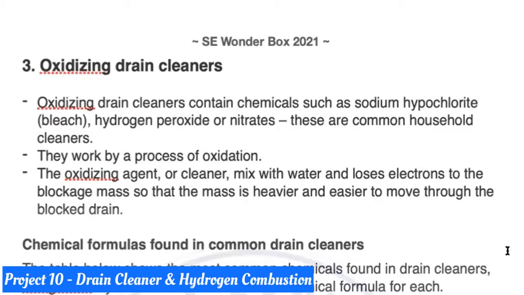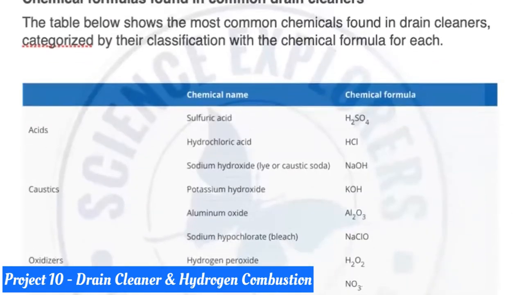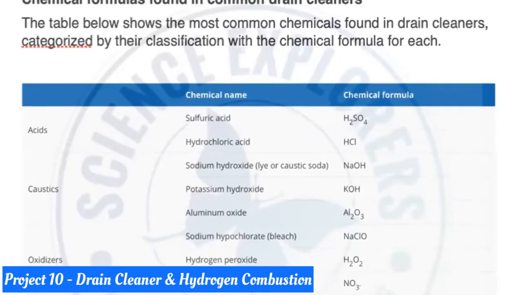The third one is the oxidizing drain cleaners. Oxidizing drain cleaners contain chemicals such as sodium hypochlorite, also known as bleach, hydrogen peroxide, or nitrates. These are common household cleaners. They work by a process of oxidation. The oxidizing agent mixes with water and loses electrons to the blockage mass so that the mass is heavier and easier to move through the blocked drain. Chemical formulas found in common drain cleaners, as shown in the table below, are categorized by classification with the chemical formula for each.